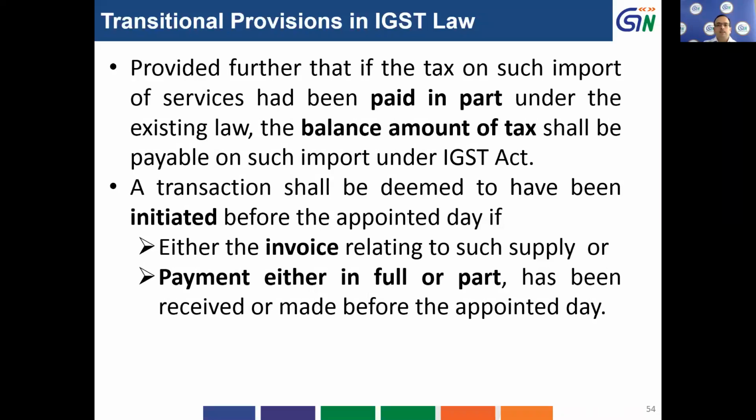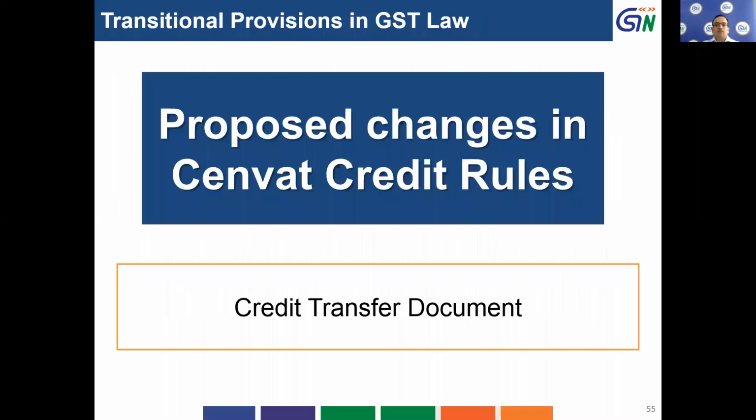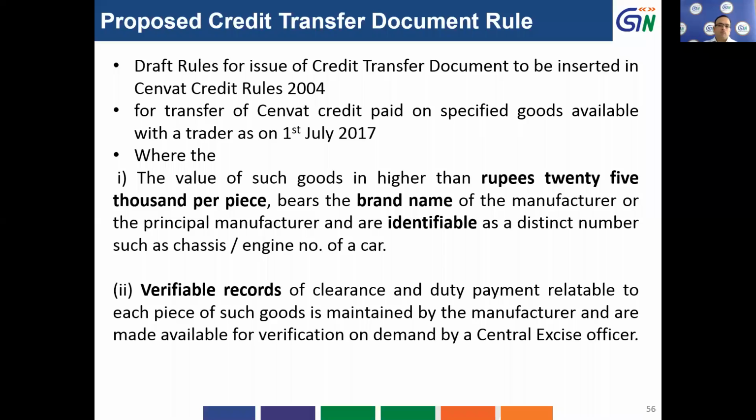Now I will just cover the proposed changes in the Cenvat Credit Rules, that is the credit transfer document. As we have discussed, there are three methods. Either he should have a valid invoice, then second is the credit transfer document, which is yet to be finalized, and the third is that he is allowed a deemed credit of 60% of the credit after payment of the tax under the GST regime.